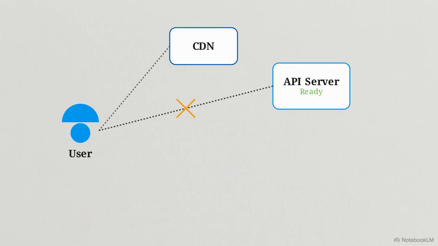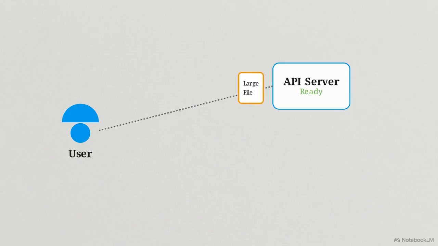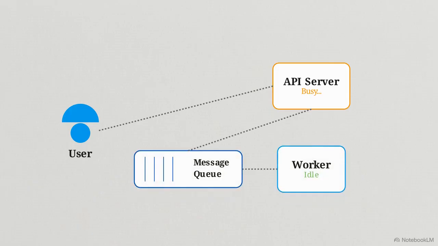You also need to address long-running tasks. If a user uploads a large file, the API should not sit idle while it processes. Instead, you use a message queue. The API offloads the job to the queue, and dedicated workers process it in the background, allowing the API to immediately handle the next request.